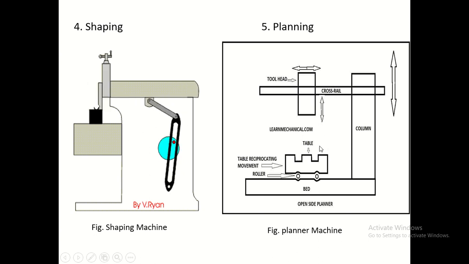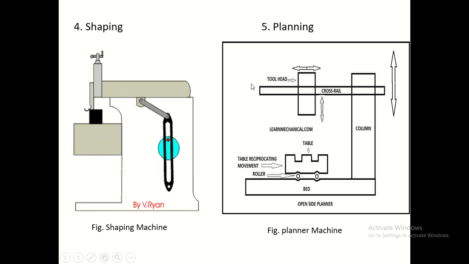The workpiece is kept on the table and this is the tool head. The tool head feeds here and removes the material over the workpiece. This is the difference between planing and shaping. Planing operation is performed over the planer and it is suitable for large workpieces.